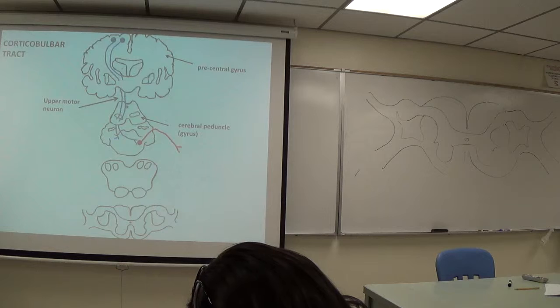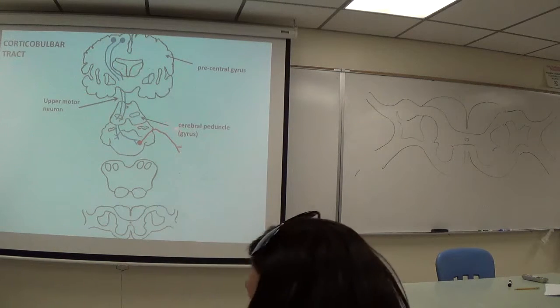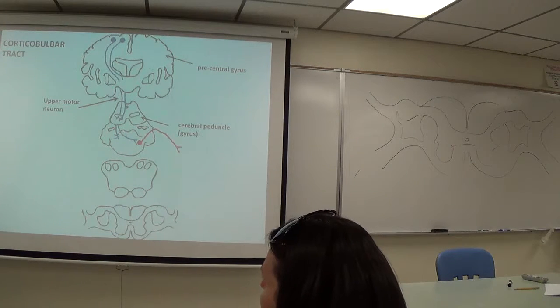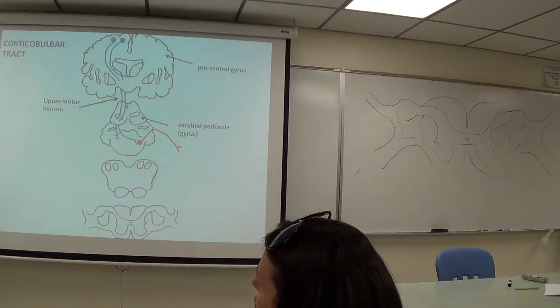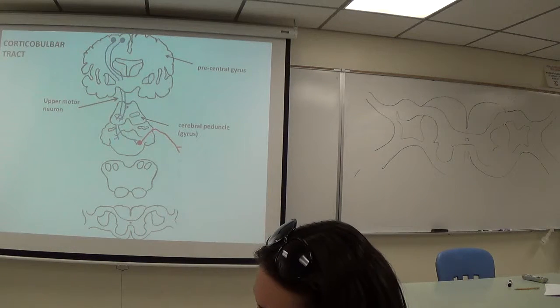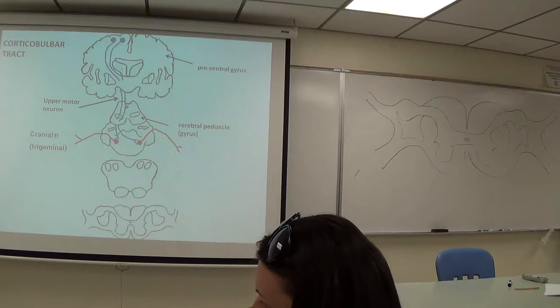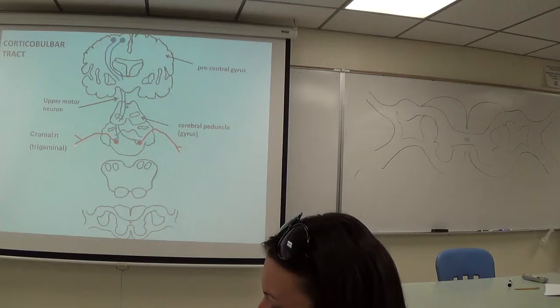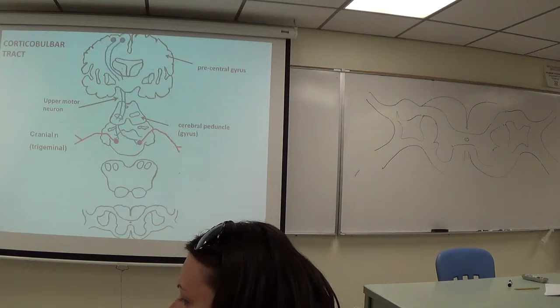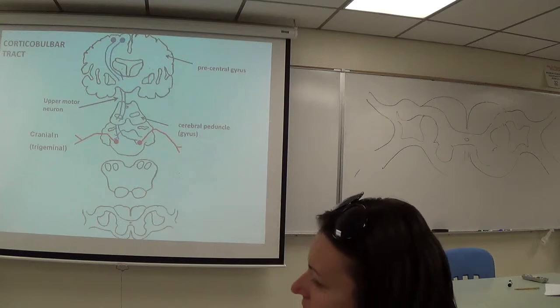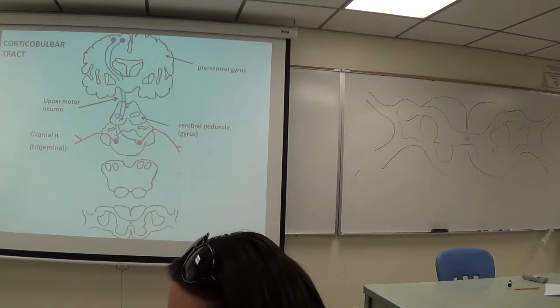How do you know it's cortical bulbar? Because it's leaving part of the brainstem, either the midbrain or the pons or the medulla. That's what it means to be a cranial nerve pathway. That's what cortical bulbar means. Okay? So our cranial nerves are formed of the lower motor neurons. Everything else is very similar to cortical spinal. Any questions on cortical bulbar? I have a question. Yeah, what's the difference between cortical spinal?